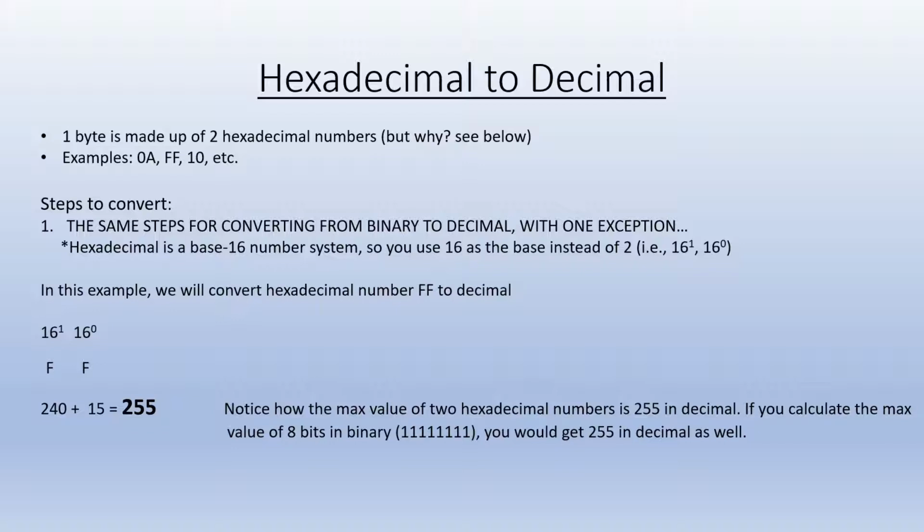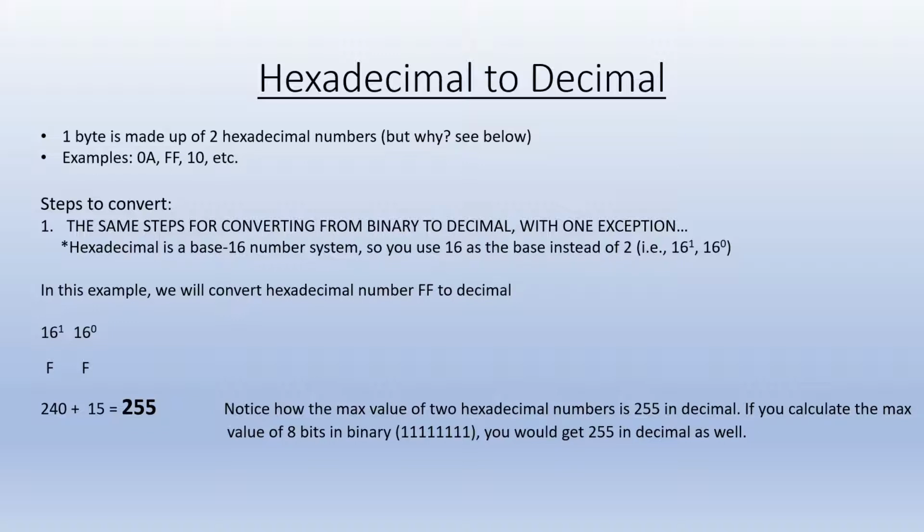The same steps are used to convert hexadecimal to decimal as they were to convert binary to decimal. But the difference is you're using a base of 16 instead of a base of 2. So when you were converting from binary to decimal, you were multiplying the bits by 2 to the 0, 2 to the first, 2 to the second, and so on. When you're dealing with hexadecimal, you're going to multiply each digit by 16 to the 0, 16 to the first, and so on.